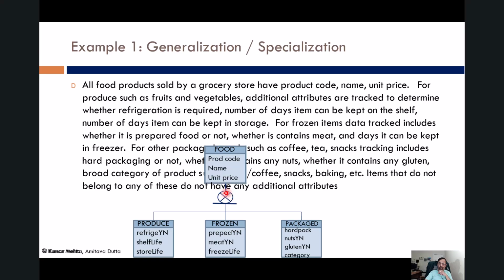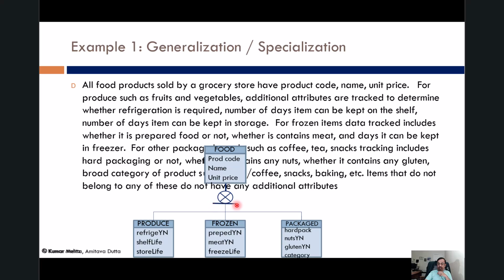First of all, this circle, you'll always see a circle that tells you that's the specialization. And you're seeing an X through it. X stands for exclusive. What that's telling me is a food product can be a produce, it can be frozen, it can be packaged, but it can't be in multiple categories. It's either one of these three. It can't be in multiple subcategories at the same time. So you can't have a food product that is both produce and also frozen. That's what the exclusive tells me.